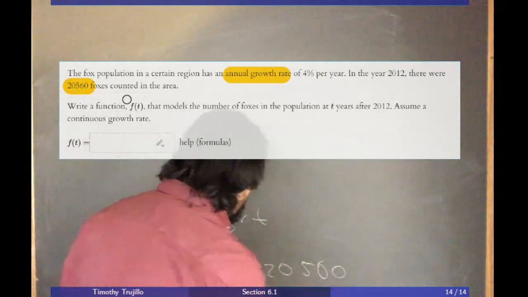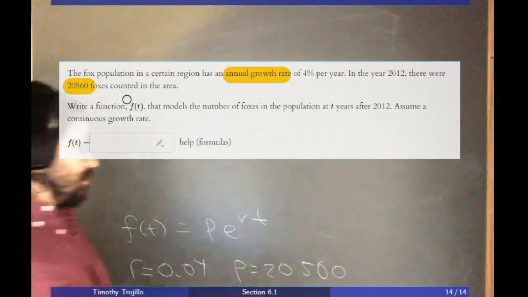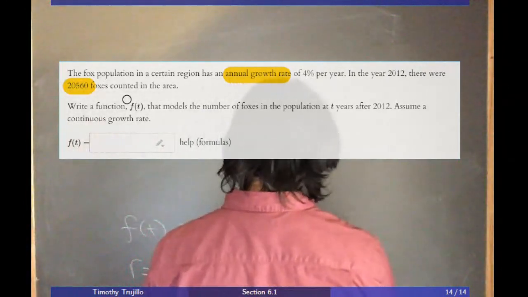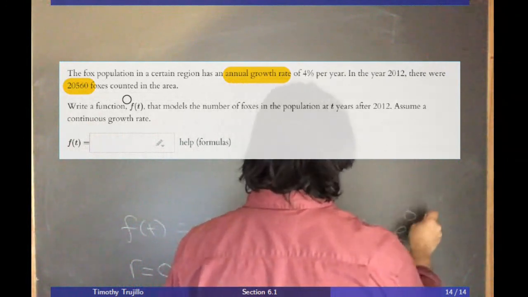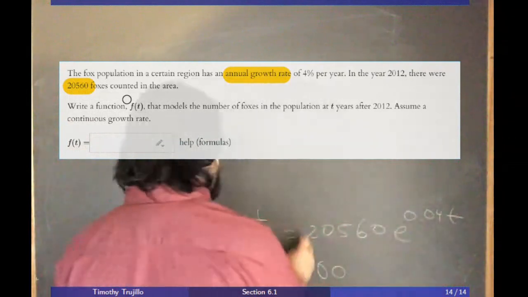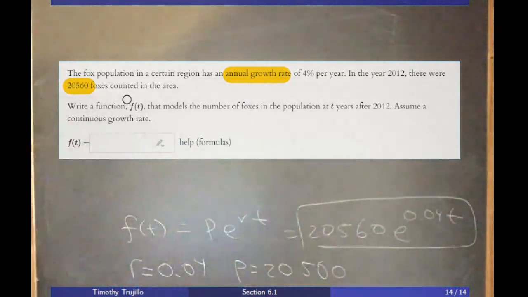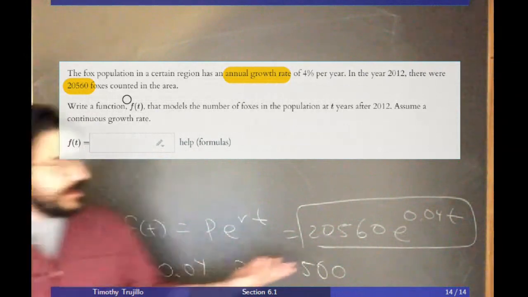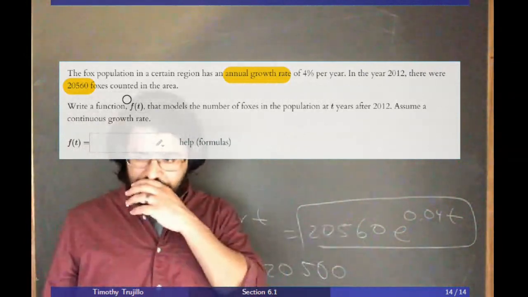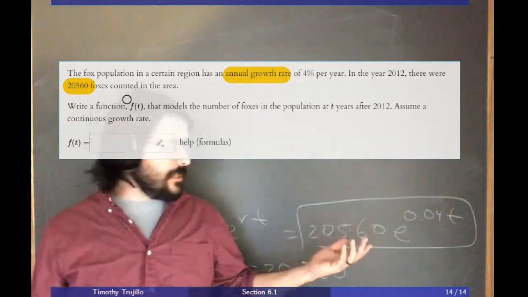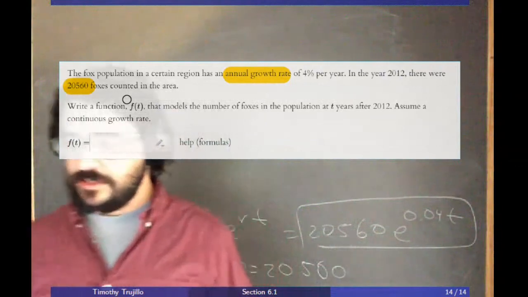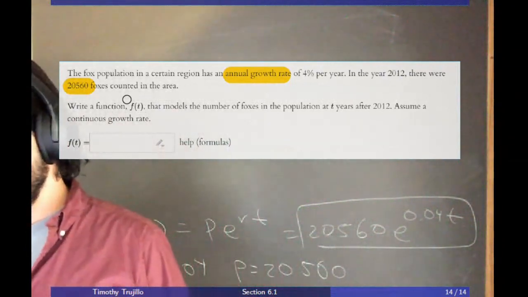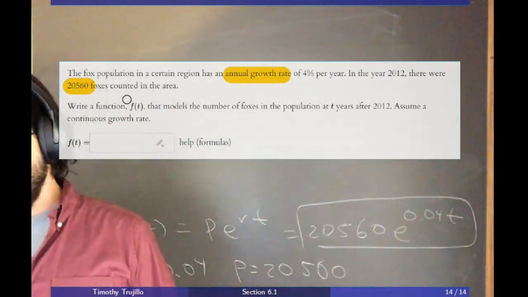Okay, and so the formula here would just be 20,560 times e to the 0.04 times t. And that's all they're asking for in this case, what is the formula for f of t. And then other things they'll ask you for is like, what's the population after 5 or 6 years, and you'll just plug in either 5 or 6 or whatever the question is asking you about in order to determine the population based off of this model.